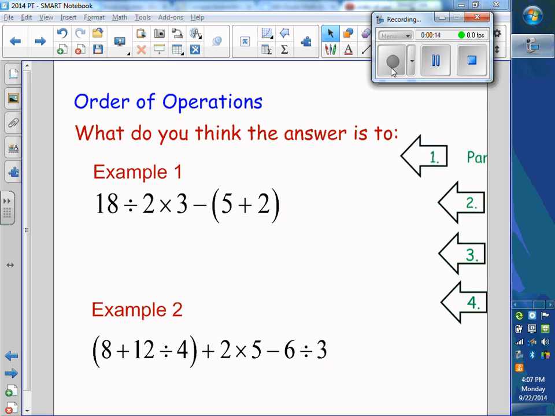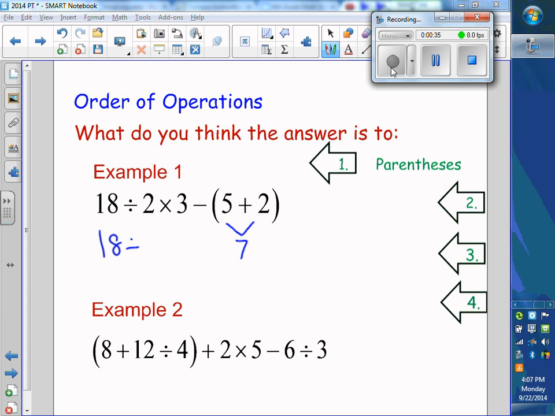Your first step is always to look for parentheses. So in this problem, example 1, there's parentheses. So I go right to the problem and I work out what's in parentheses, and then I copy the rest of the problem down. So that's my first step.